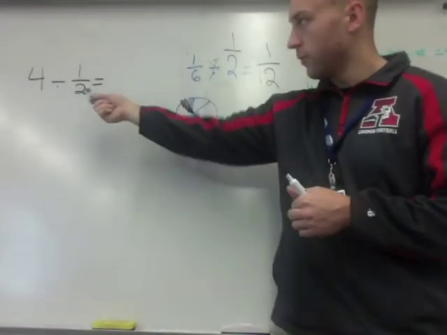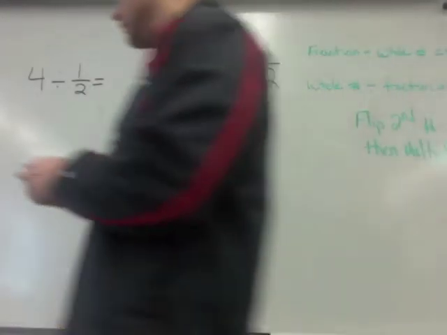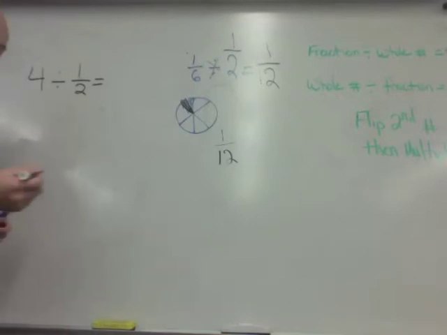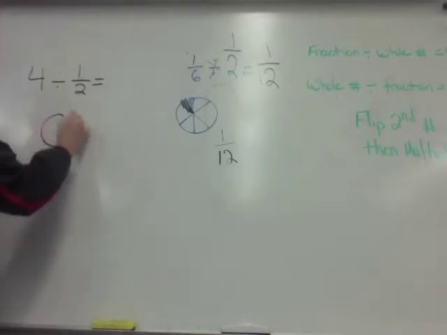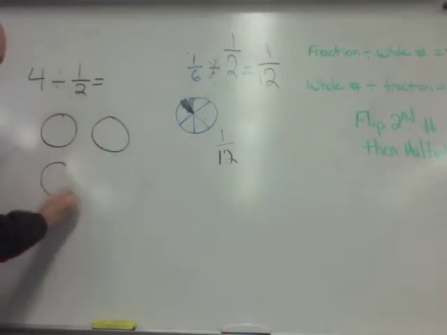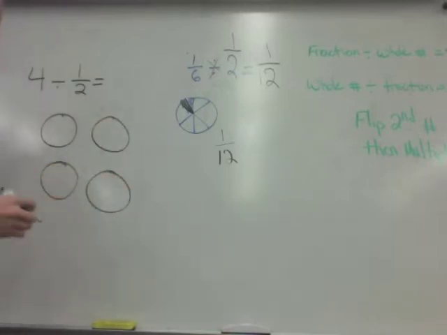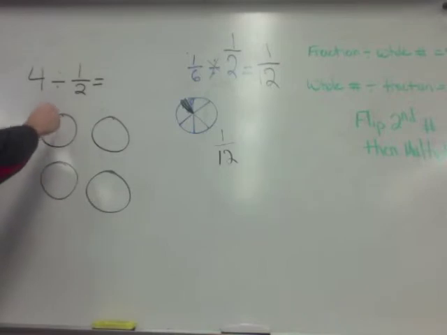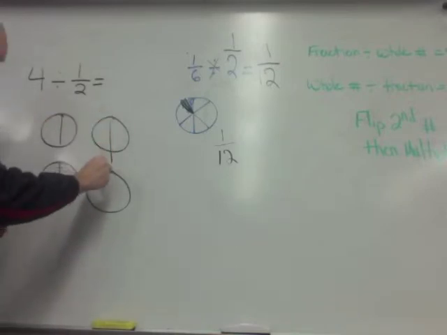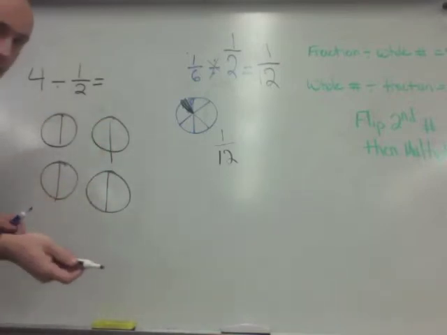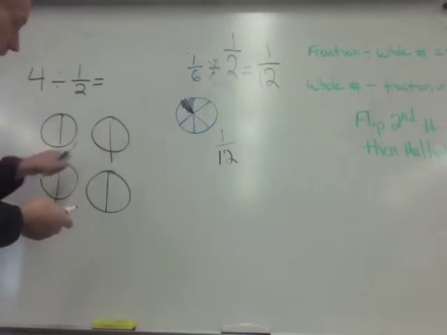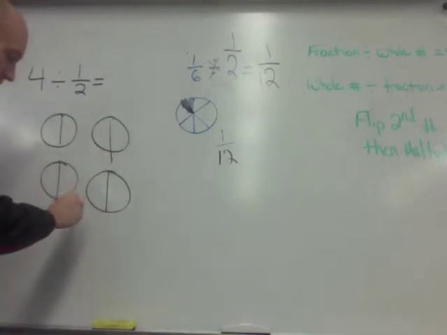Okay, this one, 4 divided by 1/2. So when we have 4 divided by 1/2, we can draw another model if you'd like. So we have 4 wholes: 1, 2, 3, 4. And if we divide it by a half, we just split them all in half. And now we just count how many pieces we have. So we have 1, 2, 3, 4, 5, 6, 7, 8 is what we think is our answer.